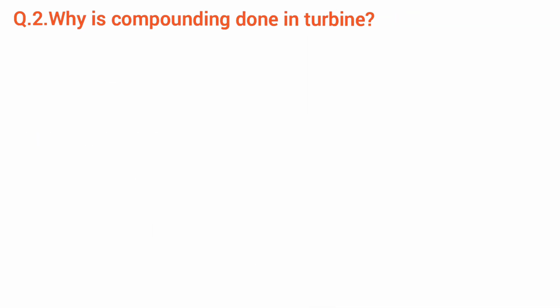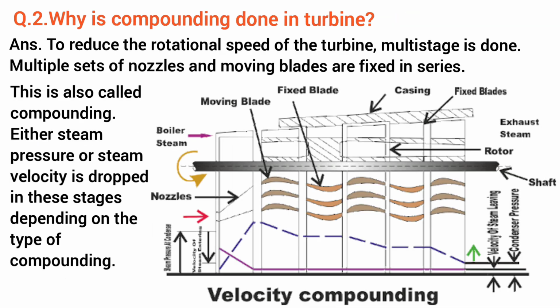Why is compounding done in a turbine? To reduce the rotational speed of the turbine, multistage is done. Multiple sets of nozzles and moving blades are fixed in series. This is also called compounding. Either steam pressure or steam velocity is dropped in these stages depending on the type of compounding.